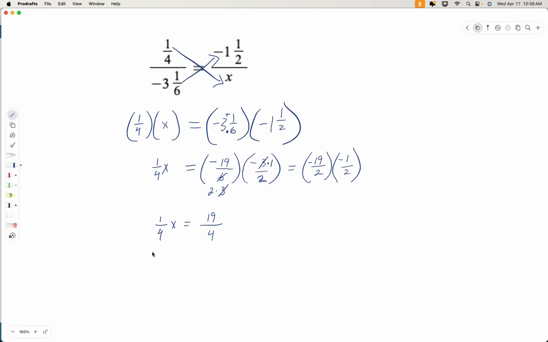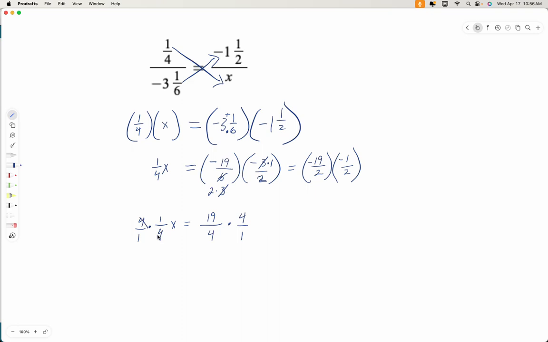Now that I have it down to one fraction and one fraction on either side, now I'm going to get rid of this fraction. The way we do that is by flipping it and multiplying it. So 4 over 1 times 1/4. If I do it to this side, I have to do it to this side.